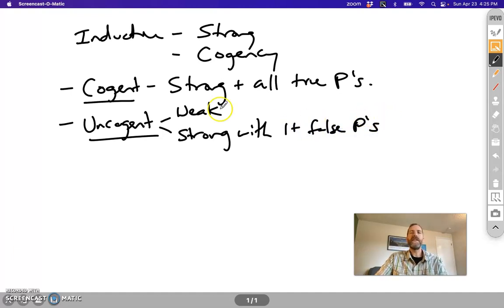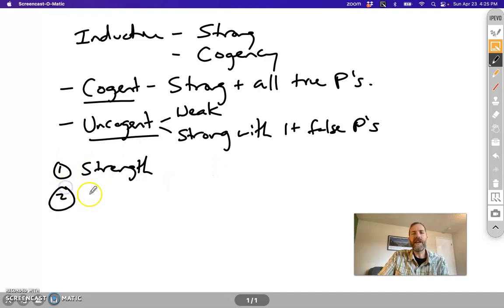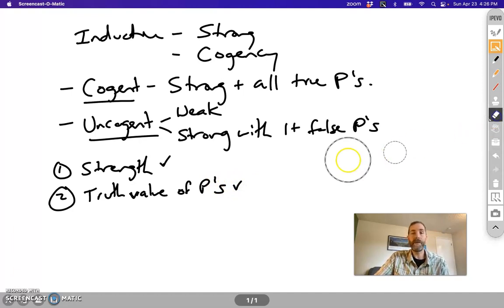Okay, so essentially the two-step process is to, one, check for strength. If you find that the argument is weak, then it's uncogent and you're done. But if you find that the argument is strong, then check for truth value of premises. Okay, and so you need your argument to be strong and check off that step, and then it also needs to have all true premises. Let's look at some examples.